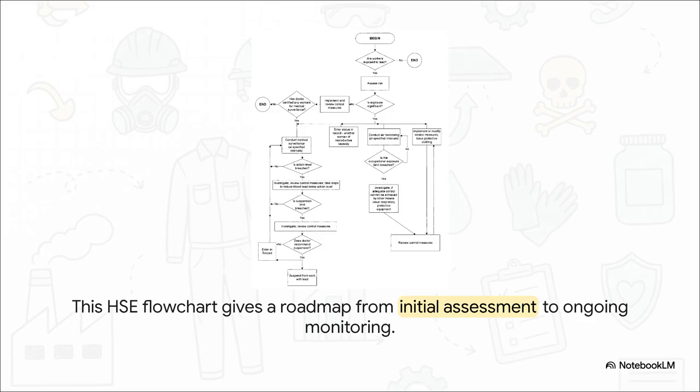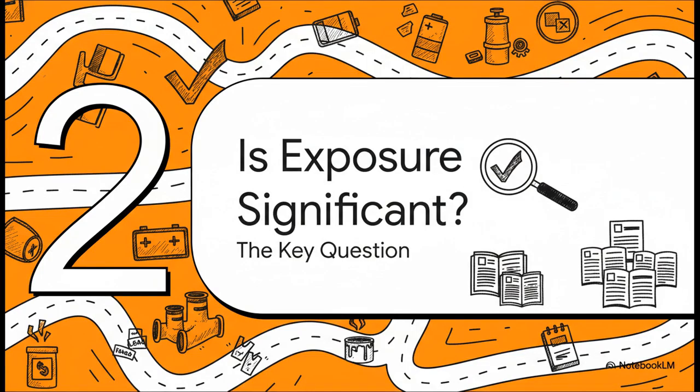Now, at first glance, this official HSE flowchart might look a little intimidating, but it's actually our roadmap for this whole process. It shows you the logical path you need to follow, from that very first assessment all the way to ongoing monitoring. Let's start with the first big decision it forces you to make. And here it is. This is the first major fork in the road on that map. Your risk assessment has one primary goal: to determine if the exposure to lead in your workplace is legally defined as significant. Your answer here is a big deal because it dictates exactly what you have to do next.